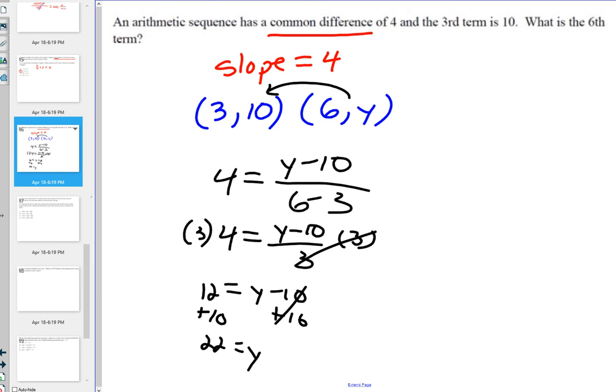I'm guessing without knowing this, most of you would have probably, knowing that the common difference is 4 and the third term is 10, just gone, okay, the fourth term is 14, the fifth term is 18, and then the 6th term would be 22. So this is a more algebraic way of finding it, but you probably could have found it just as easily by doing it here for the last candy.